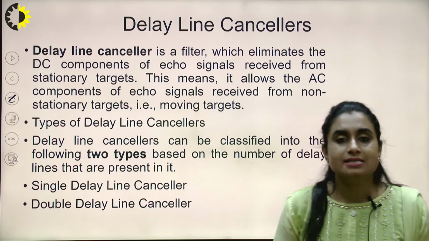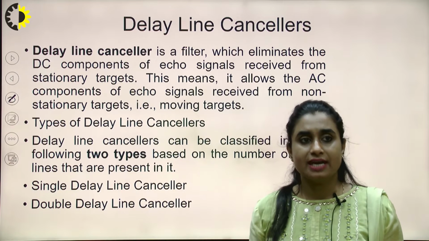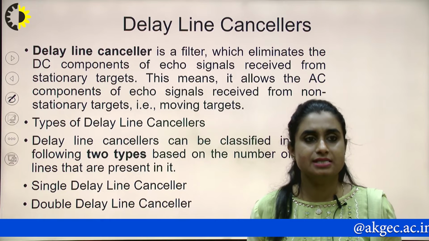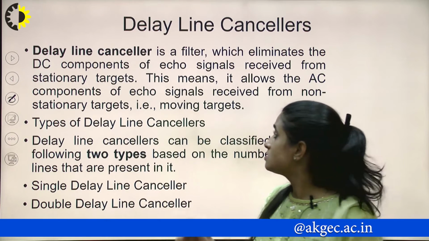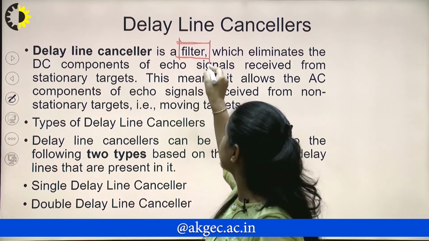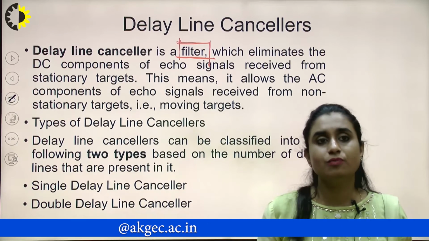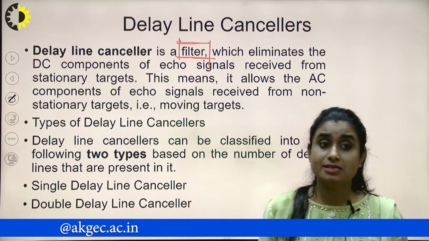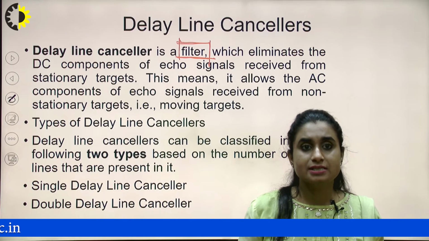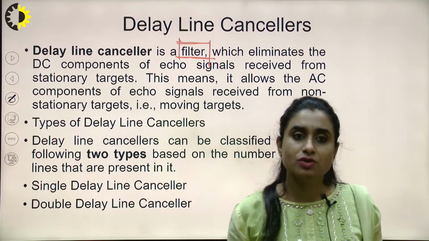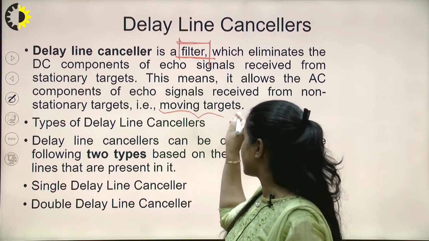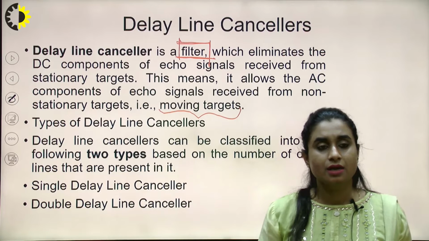My delay line cancellers are basically filters which eliminate the DC component of echo signals received from the stationary targets. So delay line cancellers are nothing but filters. What kind of filters? Which will remove my DC component. This eliminates the DC component of the echo signal received from the stationary target. This means it allows the AC component of my echo signals received from the non-stationary targets, that is moving targets, right?